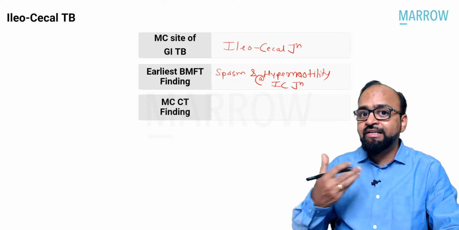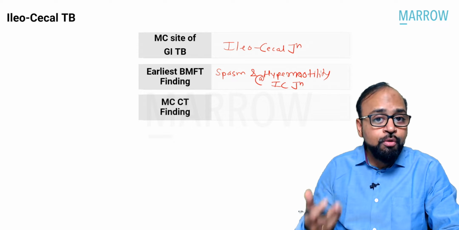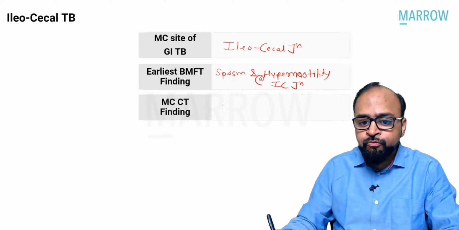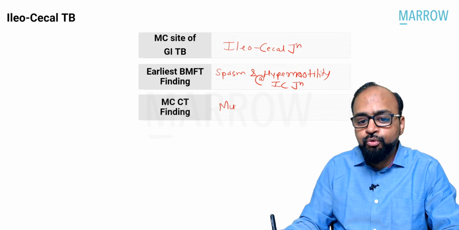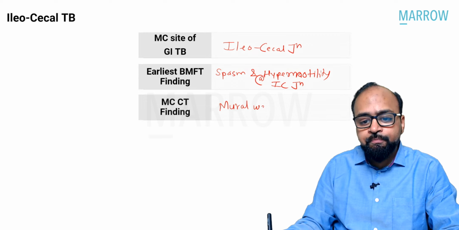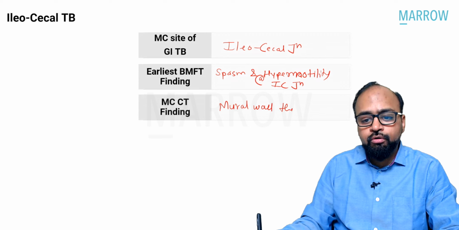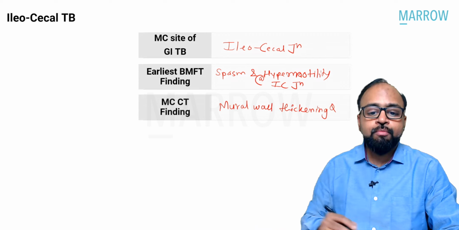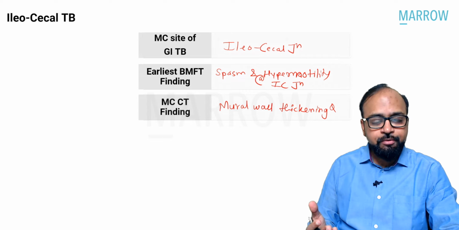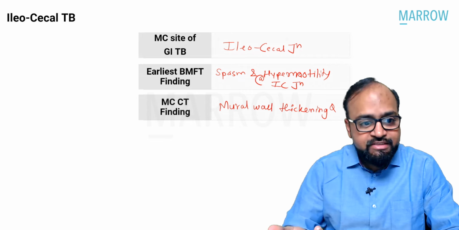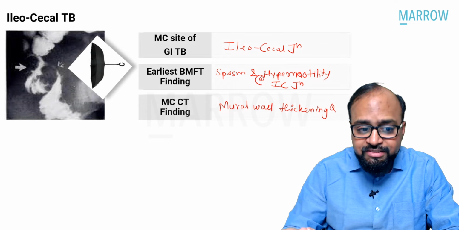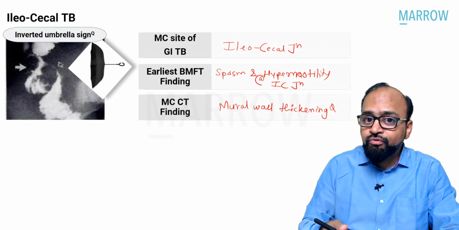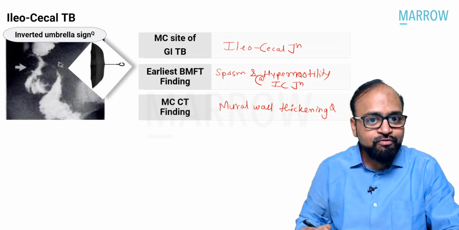When CT is nowadays more commonly done, the most common CT finding in ileocecal TB is mural or wall thickening. Conventionally, various signs have been described in ileocecal TB. One sign is the inverted umbrella sign, and this was one of the options in the said question.